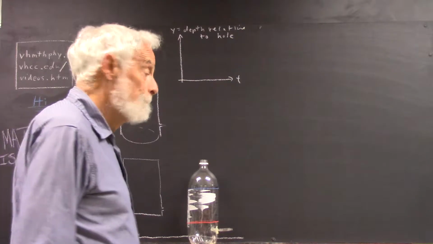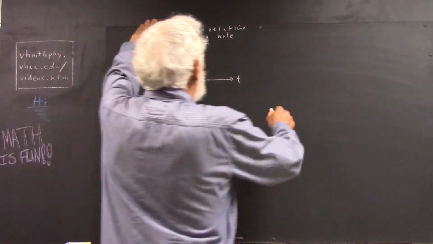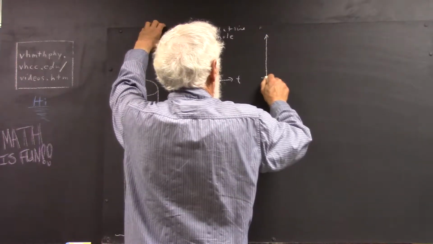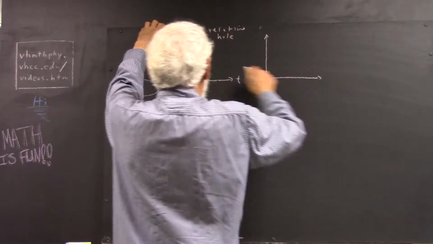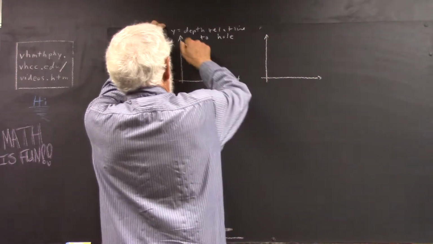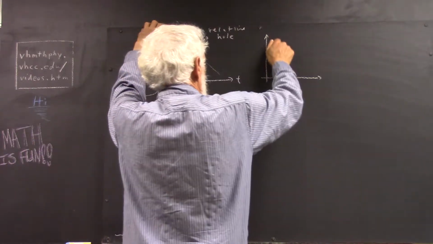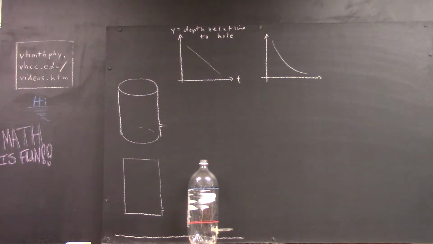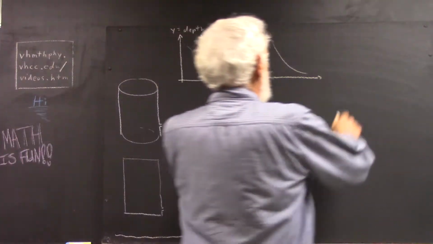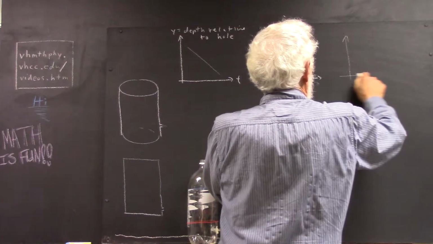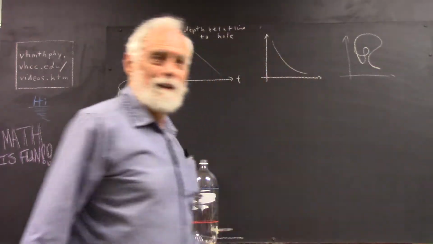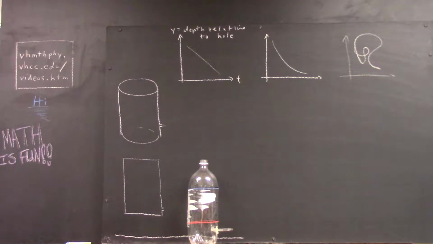Now, there are two kinds of graphs that I see out there. One of them looks like this. One of them looks like this. Okay? Now there was one, I got to admit, that looked like this.